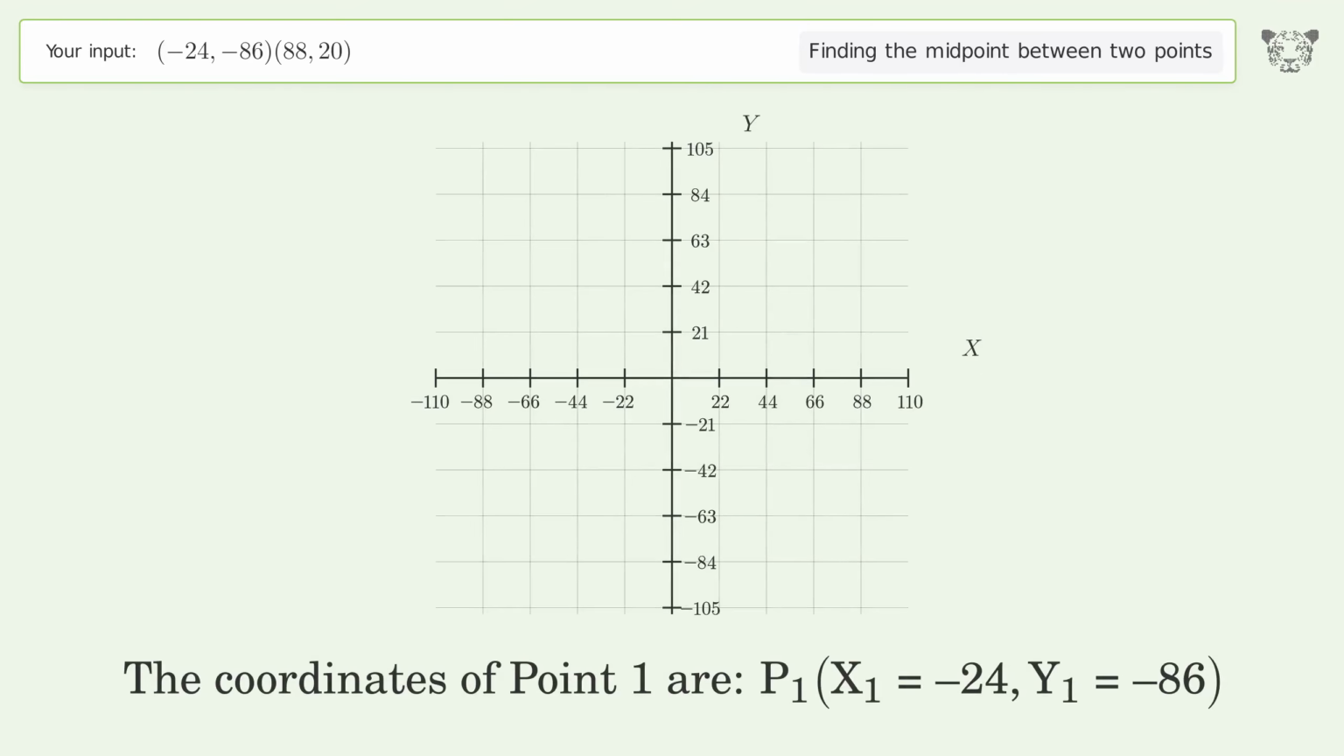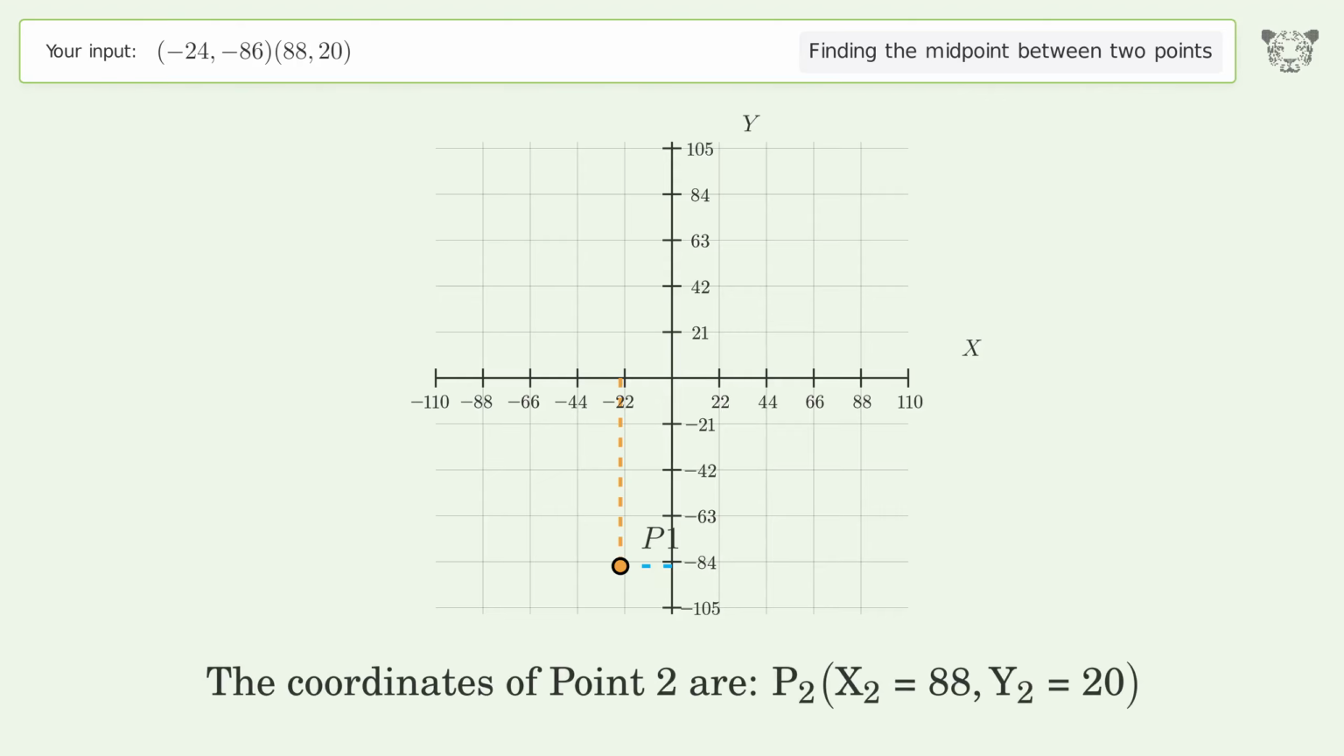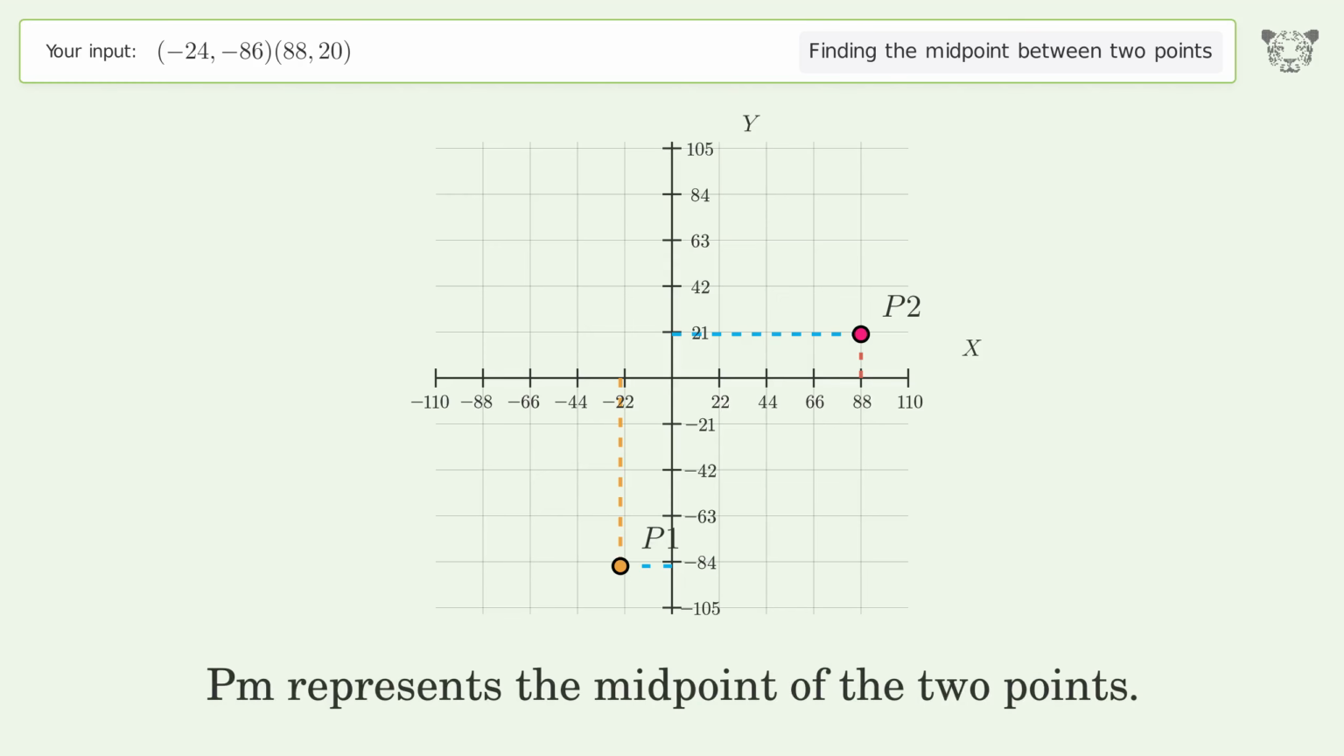The coordinates of point 1 are x1 equals negative 24, y1 equals negative 86. The coordinates of point 2 are x2 equals 88, y2 equals 20. PM represents the midpoint of the 2 points.